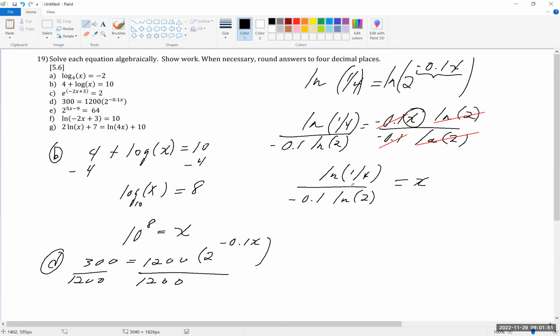Let's do G. So 2 times the natural log of x plus 7 is equal to the natural log of 4x plus 10. Let me move this. I think I need to do a couple of things. I think I need to move this 2 up.